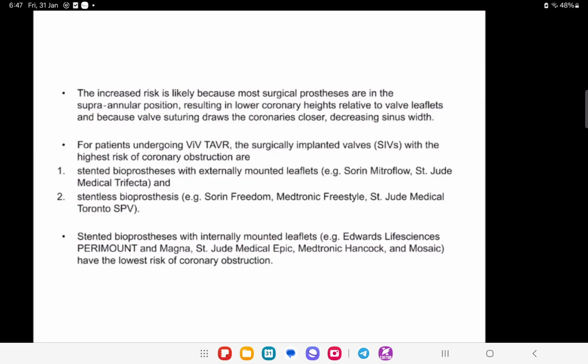For patients undergoing valve-in-valve TAVR, the surgically implanted valves with the highest risk of coronary obstruction are stented bioprostheses with externally mounted leaflets, for example Sorin Mitroflow and St. Jude Medical Trifecta, and stentless bioprostheses, for example Sorin Freedom, Medtronic Freestyle, and St. Jude Medical Toronto SPV. The stented bioprostheses with internally mounted leaflets, like Edwards Perimount and Magna, and St. Jude, have a lower risk of coronary obstruction.